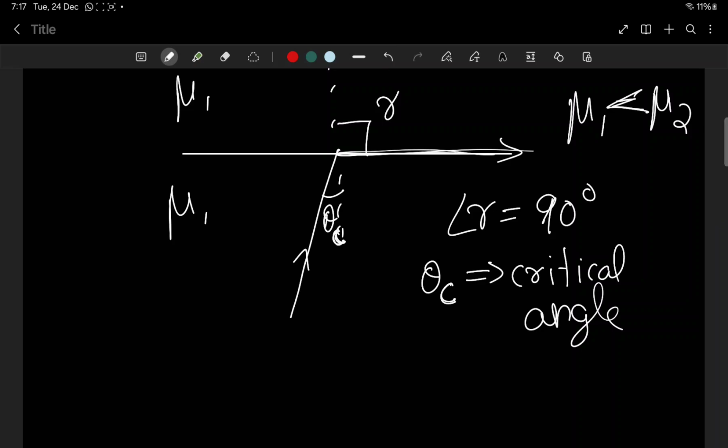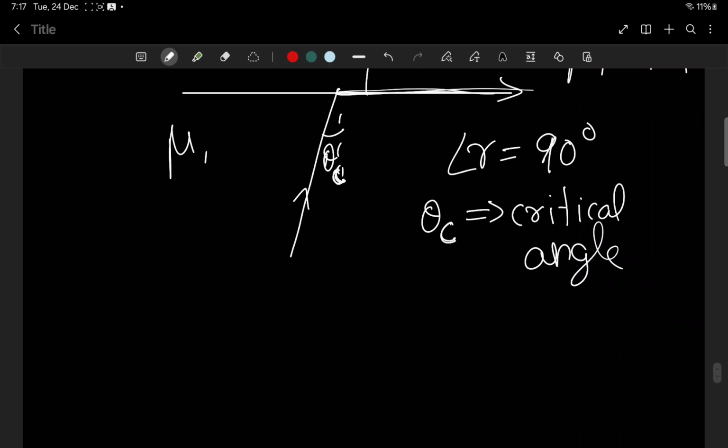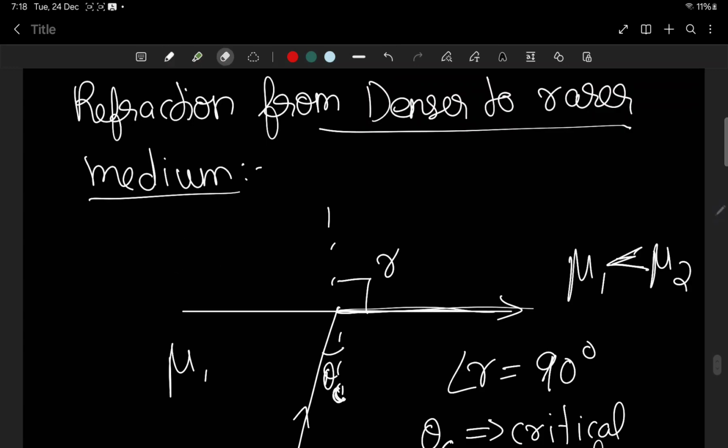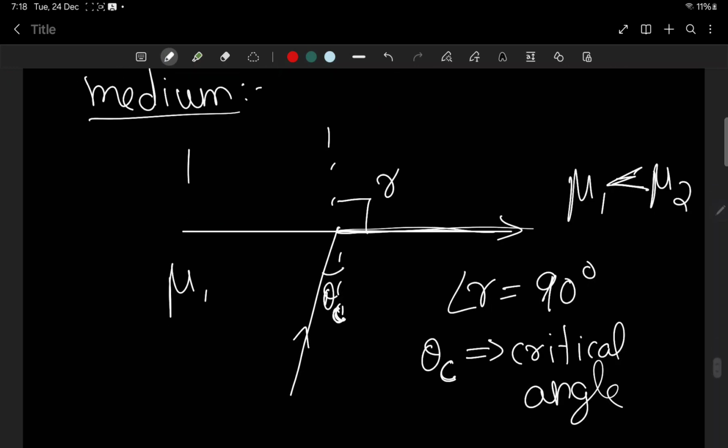How to get the value of this critical angle? Look, first of all, I am going to consider this medium to be air. So I am giving refractive index 1 to medium 2. Here theta c is the critical angle because it has a 90 degree refraction angle.